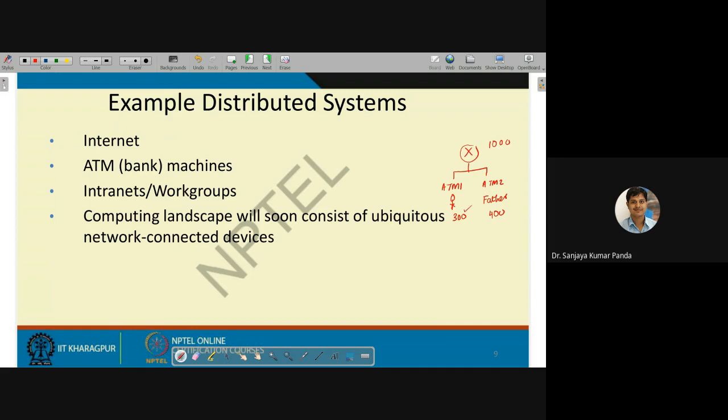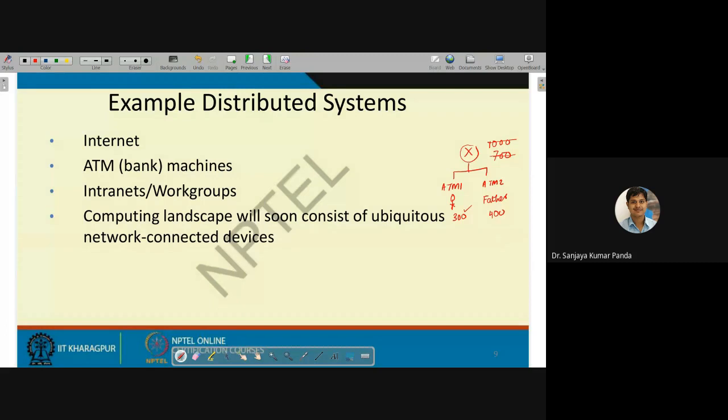Once you deduct the 300, the balance will be updated to 700. And within a fraction of a second, even if you are operating an ATM from a different place, that particular transaction is going to be reflected. That is also an example of a distributed system, right? If it is not there, then it is inconsistency. Different people in many places can operate, right?